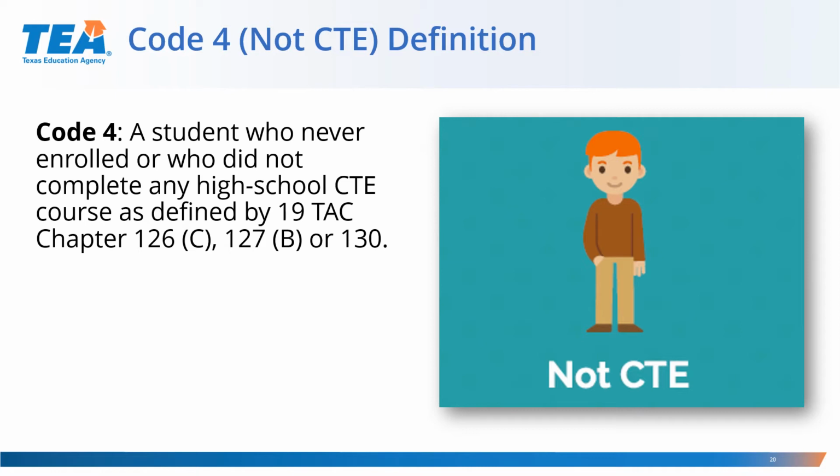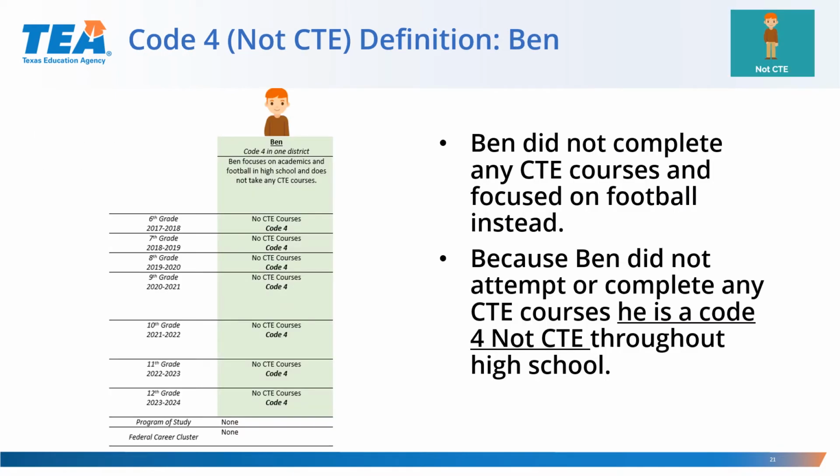Okay, we're going to start off with the simplest CTE indicator code, and that's code 4, or not CTE. If a student never attempted a high school level CTE course, or if they never completed a CTE course that counts for high school credit, they are a code 4. CTE courses that count for high school credit include chapters 126C. You know these as the Tech Apps courses. 127B, these are the high school career development courses. And chapter 130, these are the high school courses in each career cluster.